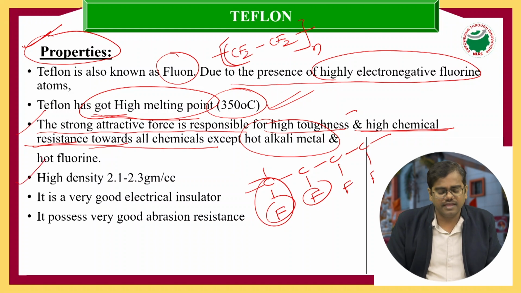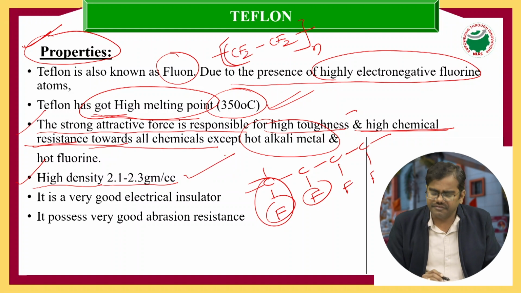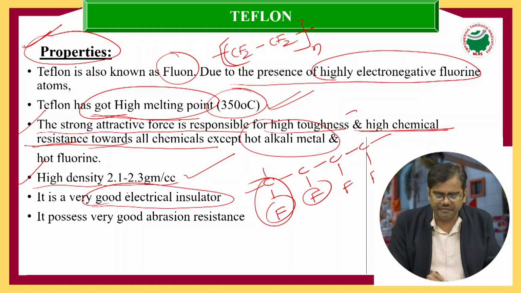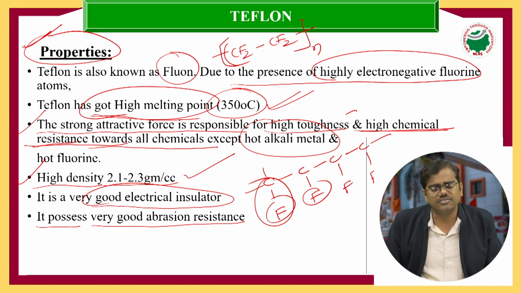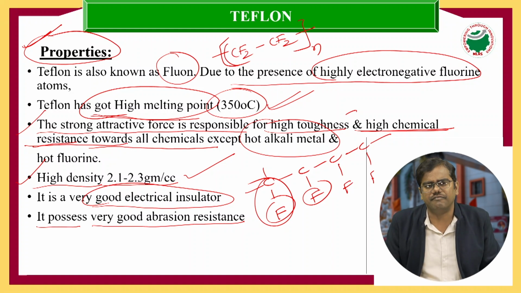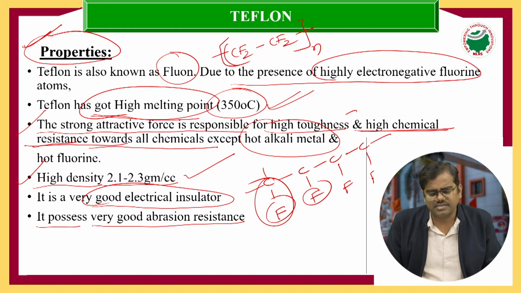Fourth point: Teflon has high density, that is 2.1 to 2.3 grams per cc. And it's a very good insulator. It acts as a very good electrical insulator and possesses very good abrasion resistance. So my dear students, these are the important properties of Teflon. It is only due to the presence of the highly electronegative atom that there are strong attractive forces between the carbon and fluorine. That's why these are the important properties of Teflon.